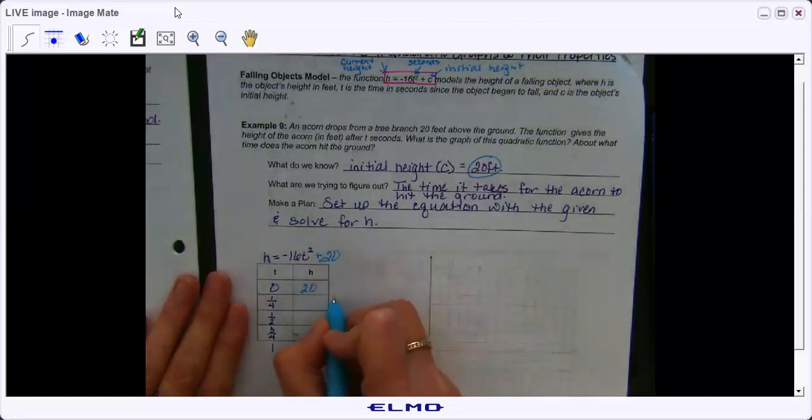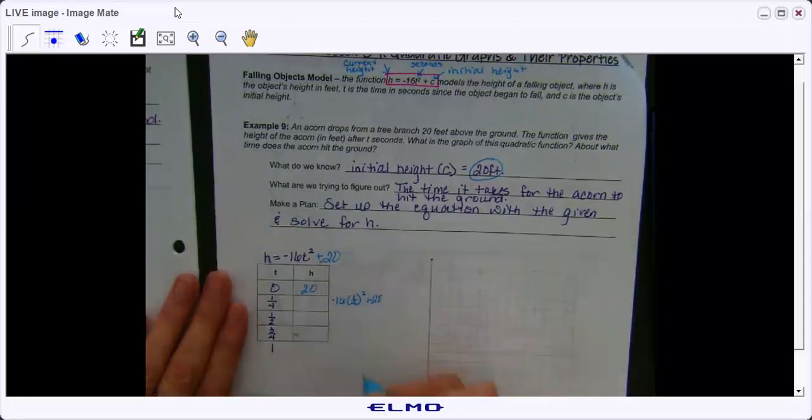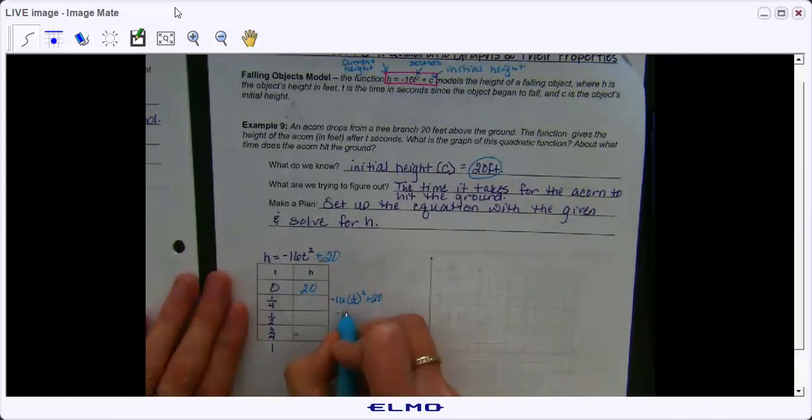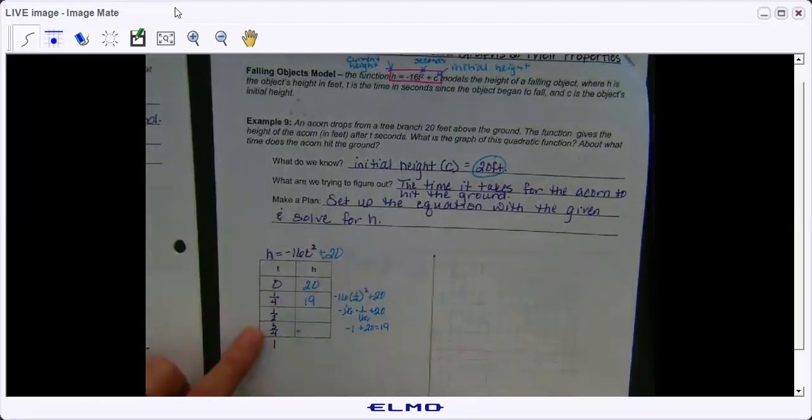So we have negative 16 times 1/4 squared plus 20. So we have negative 16 times 1/16 plus 20. And then these are going to cancel out. So we have negative 1 plus 20 equals 19. So this is 19. And now we have to figure out for 1/2 and 3/4.